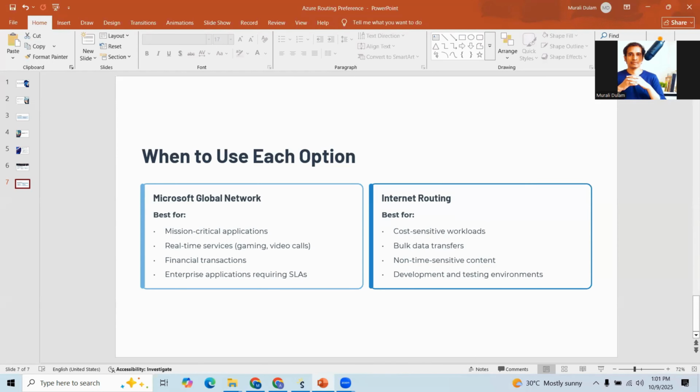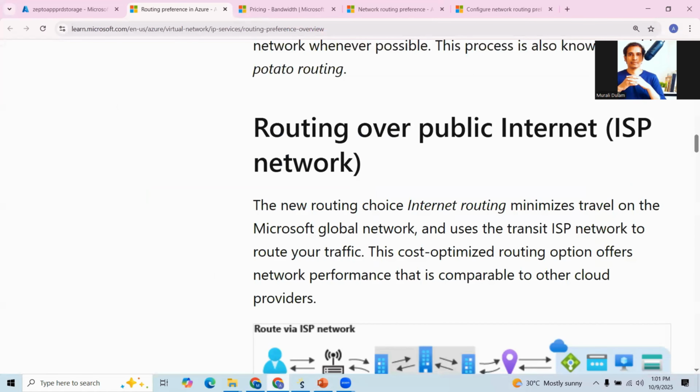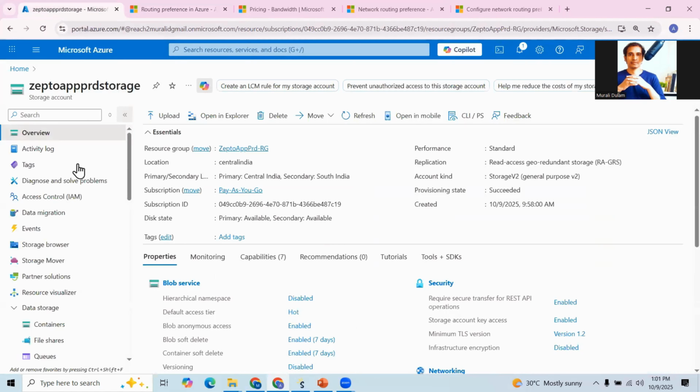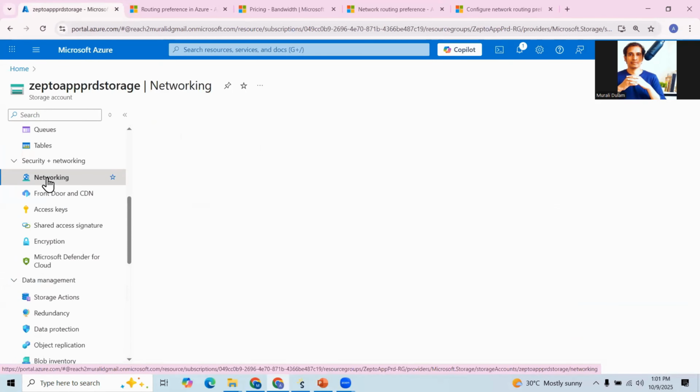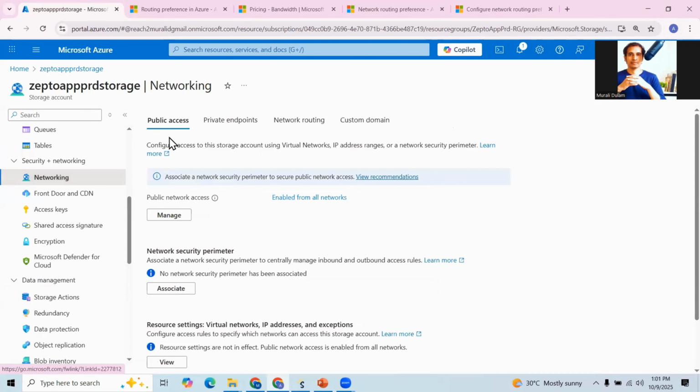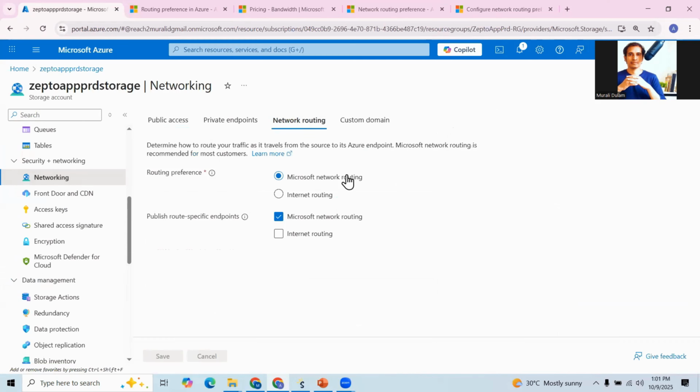Just go back to any one of the resources, whether it is a public IP or a storage account. So you can see these options also. This is the storage account. Here, go to your options like Networking. Under Networking, you can see two types of options. Apart from all these options, just go to network routing. How you are going to send the traffic, how you are going to collect the traffic. Here you can see routing preferences: Microsoft network routing as well as internet routing. These two options are there.